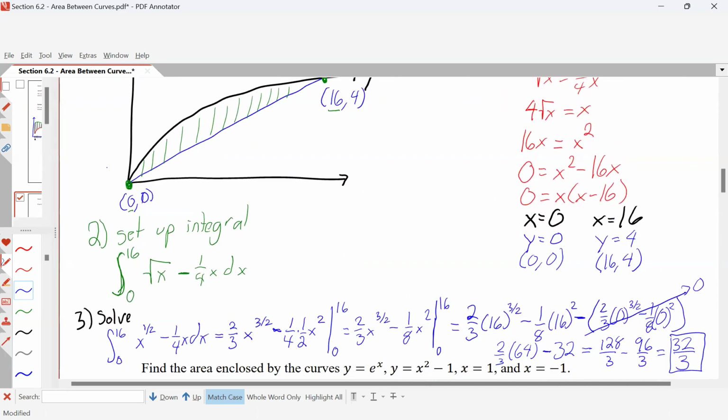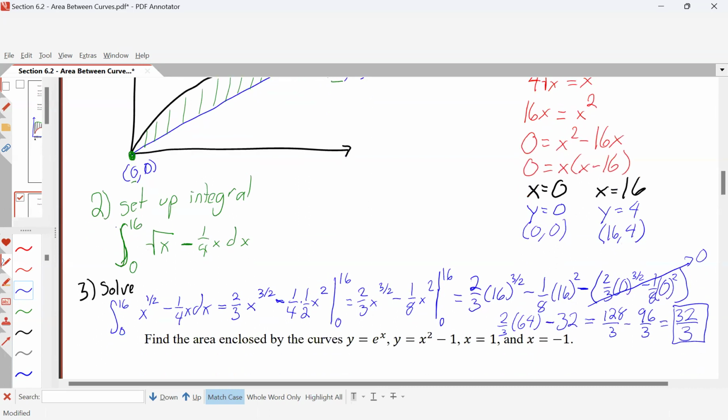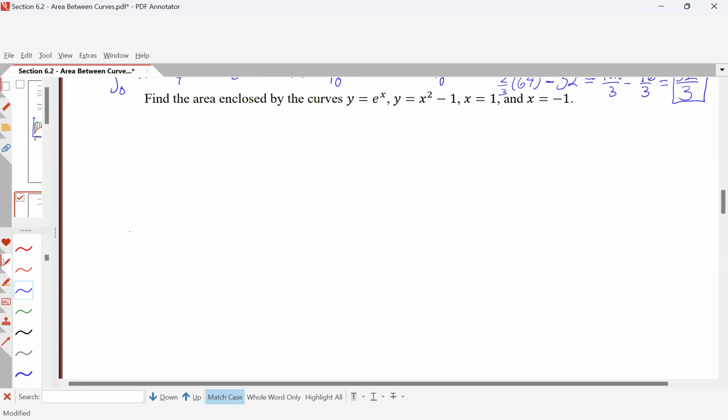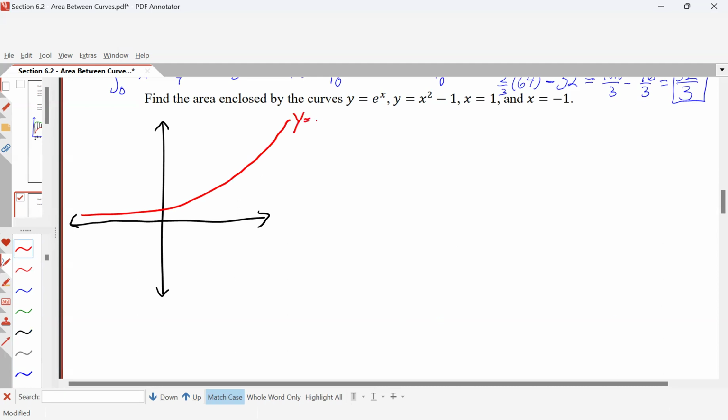The second example, find the area enclosed by the curves y equals e to the x and y equals x squared minus 1 between x equals 1 and x equals -1. We want to look at those graphs. Our first graph is e to the x, which looks like this. And our second graph is x squared minus 1, which is the parabola opening upward with a y-intercept of -1. And we are going between x equals 1 and x equals -1. So that is those green lines sketching in here. X equals 1 and x equals -1.